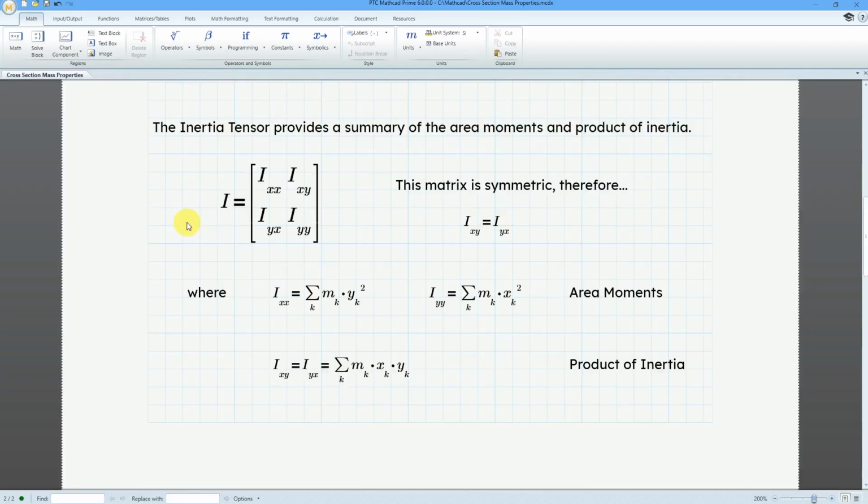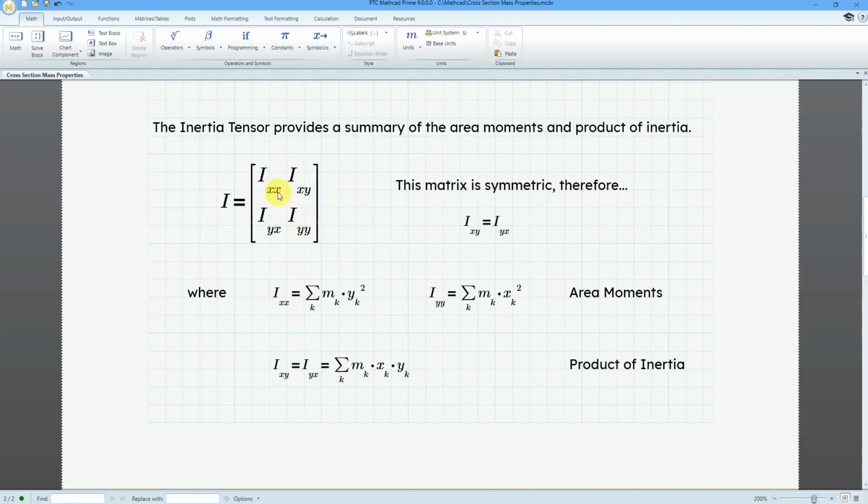Another quantity to be aware of is something called the inertia tensor, which is a matrix that provides a summary of the area moments and the product of inertia. And so for a cross section, the inertia tensor is going to have 4 different values.